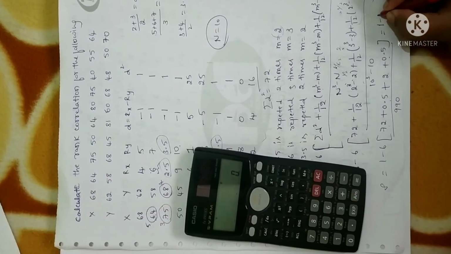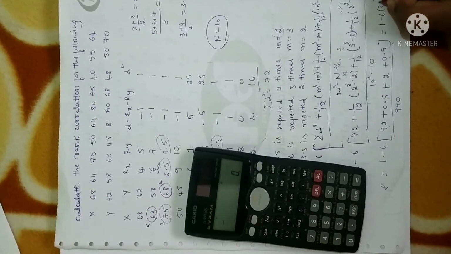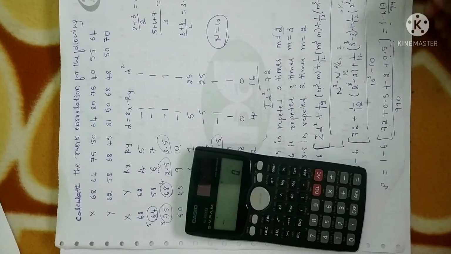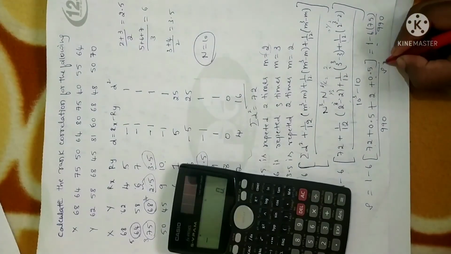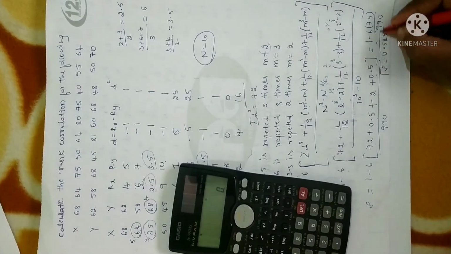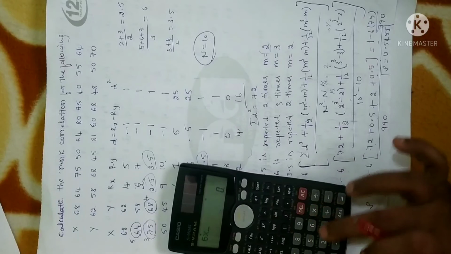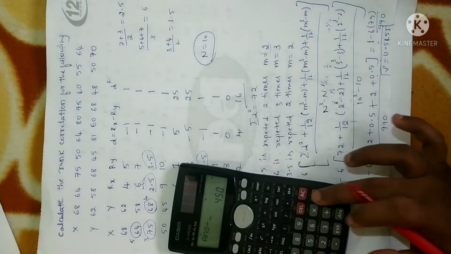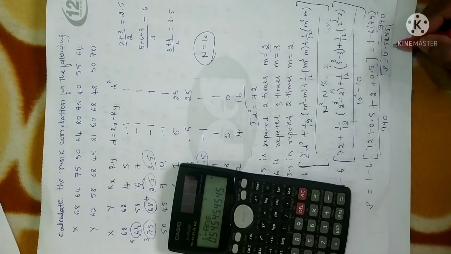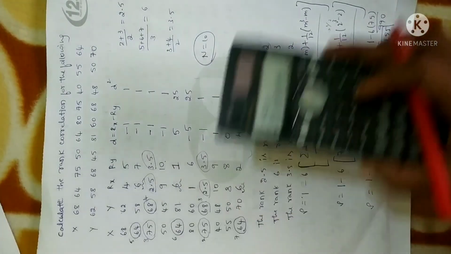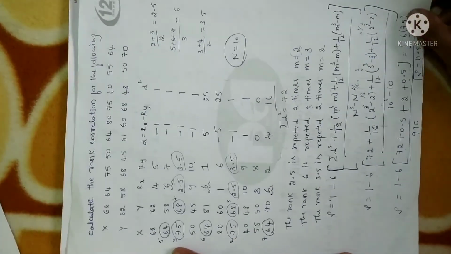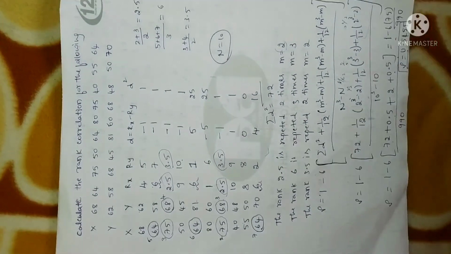So you can simplify. You will get 1 minus 6 into 75 divided by 990. So after simplification, rho is equal to 0.5455. Use the calculator: 6 into 75 divided by 990, then 1 minus the answer gives 0.5455. Clear? So this is the required rank correlation. If you want, you can write a few more steps here. Hope it is clear.